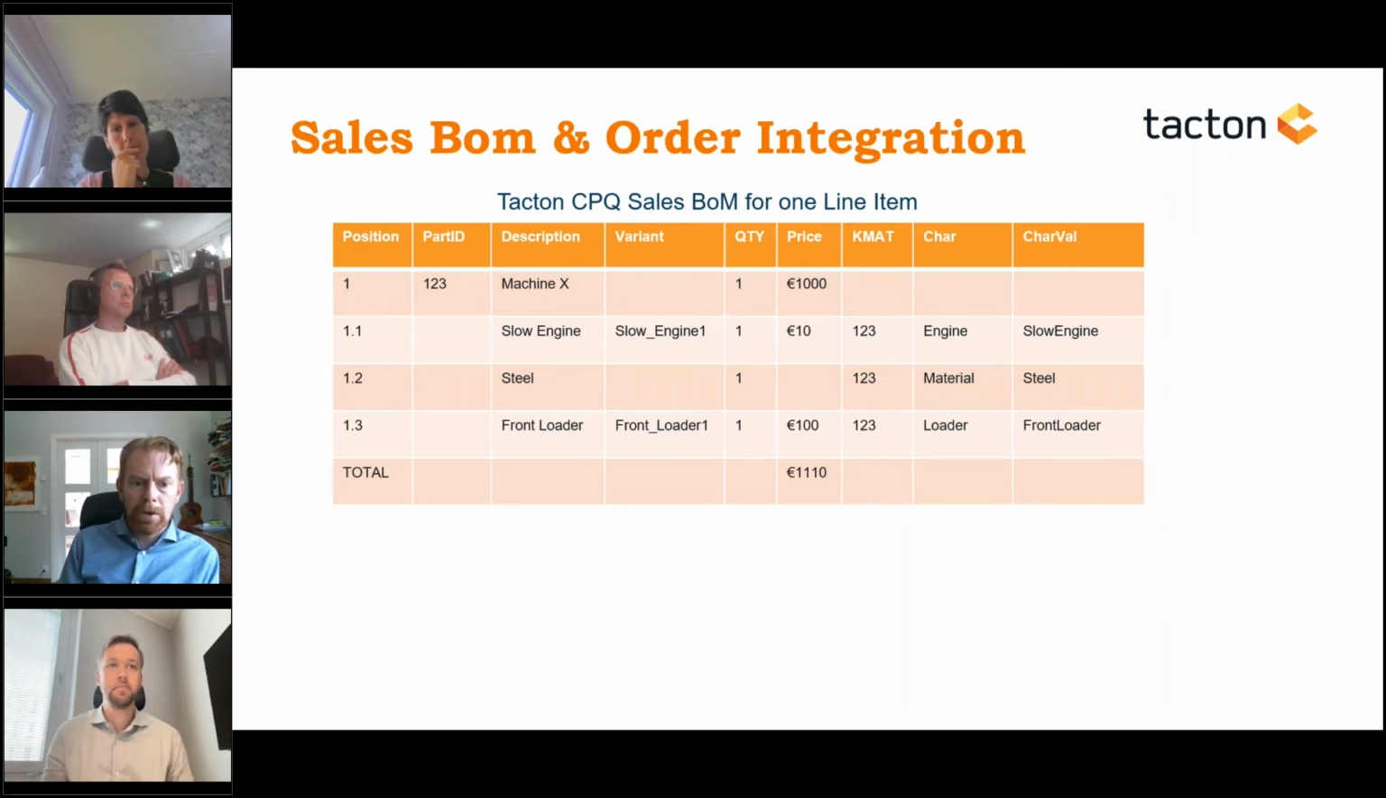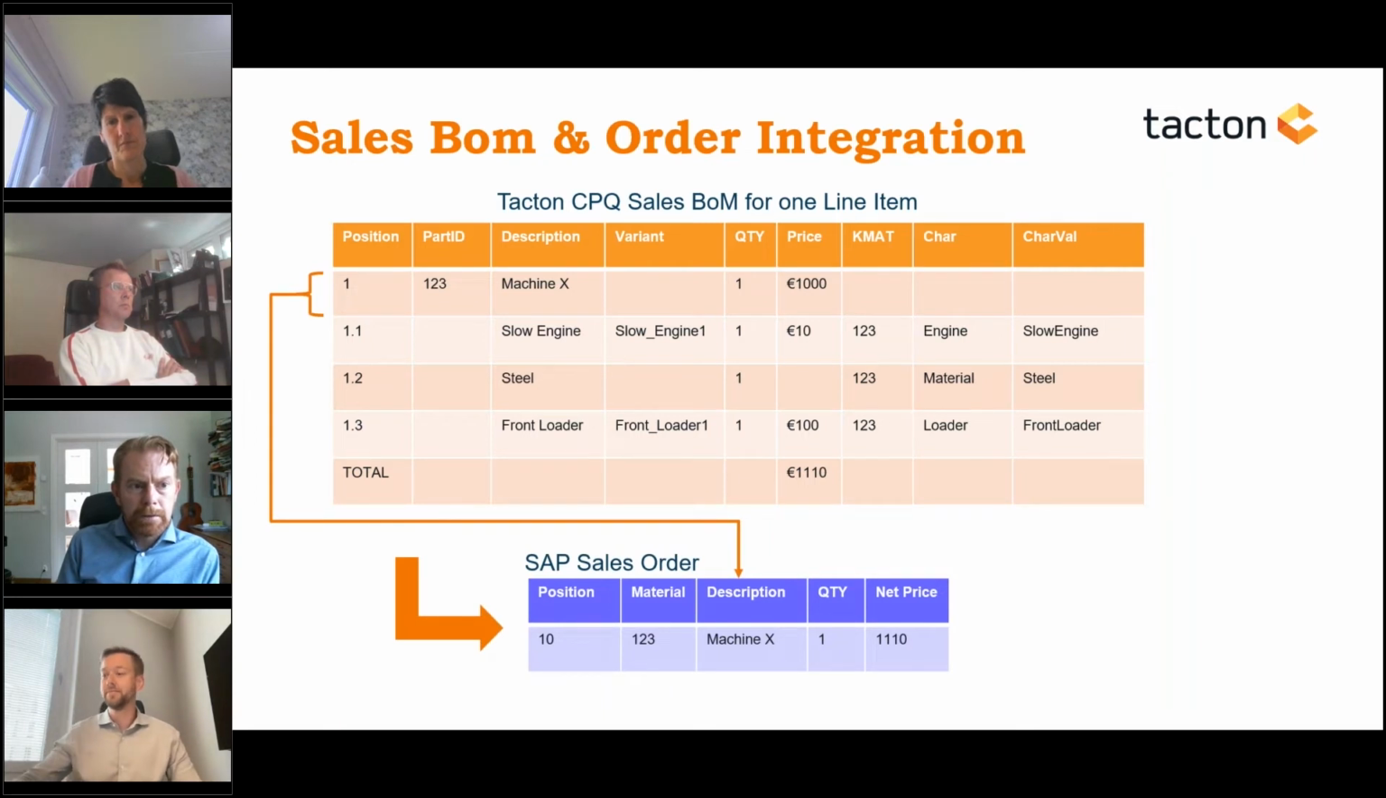And we have front loader with the front loader 1 variant condition, and in combination with KMAT 123, it will have a price of 100 euros, and the total price then will be 1,110. And then when we do the ordering, the first line, the machine X, will create the position in the SAP sales order, where it will have the total price, the net price.